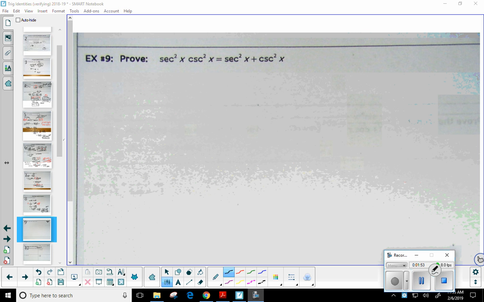So you want to start with the left side? Okay. So let's start with secant squared x cosecant squared of x. And we somehow want to end up with secant squared plus cosecant squared. Okay. So would there be anybody willing to come on up and show me this problem? Now remember, is there more than one way? There's always more than one way. Brandon, you want to do it? Yeah, I can do it.